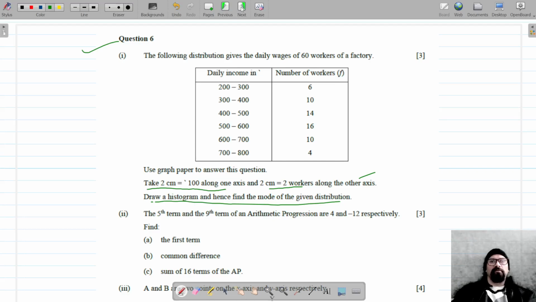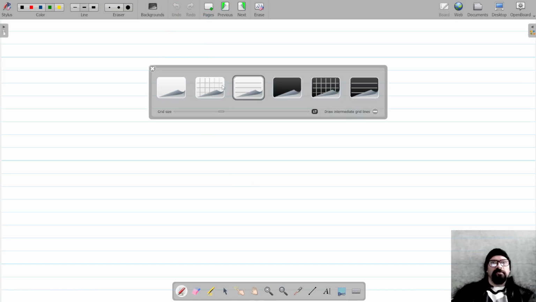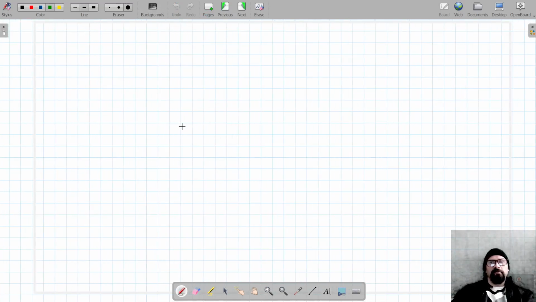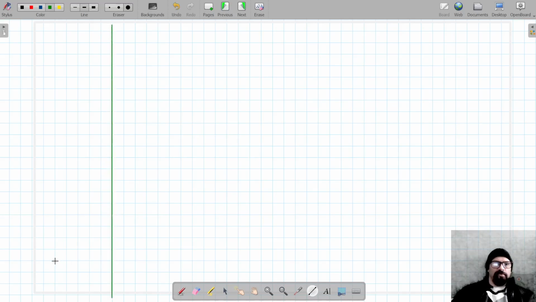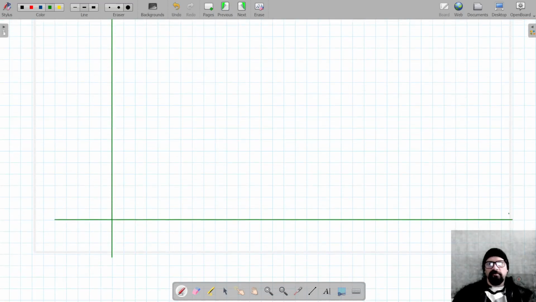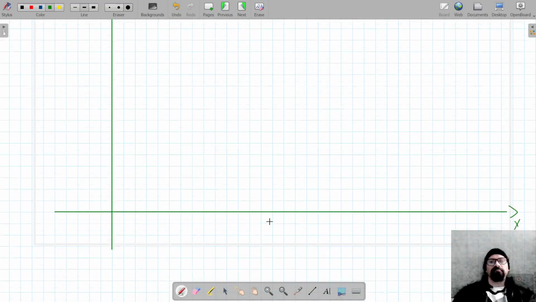Okay, so to draw the diagram, let's consider the horizontal and the vertical grid on this page, and I'm going to draw only the first quadrant. Let me consider the scale. So this is our x-axis and this is the y-axis.